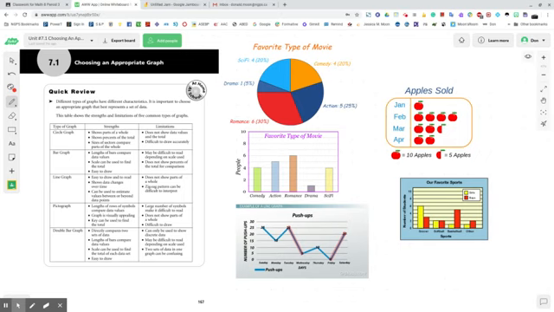Hey everyone, we're going to be talking this morning about choosing an appropriate graph. It's one of the first lessons we're going to be doing before we get into the rest of the data and probability analysis.